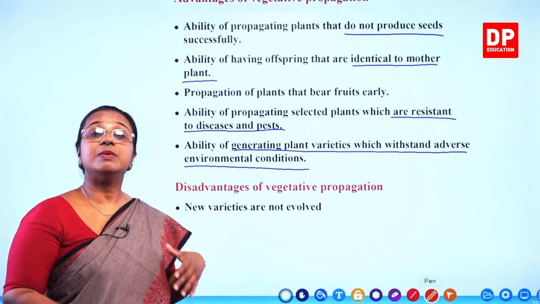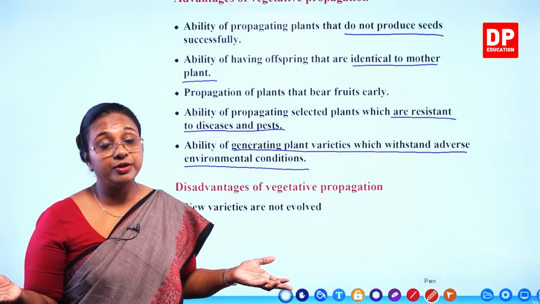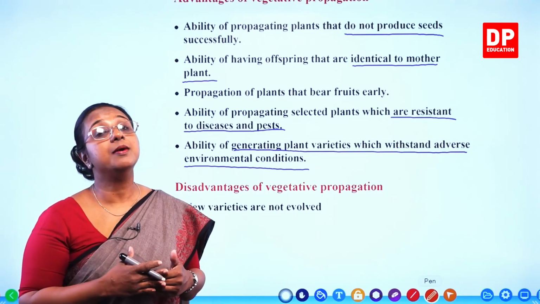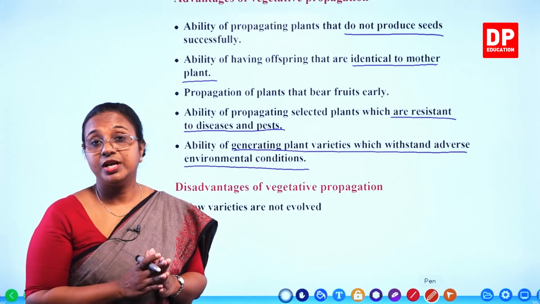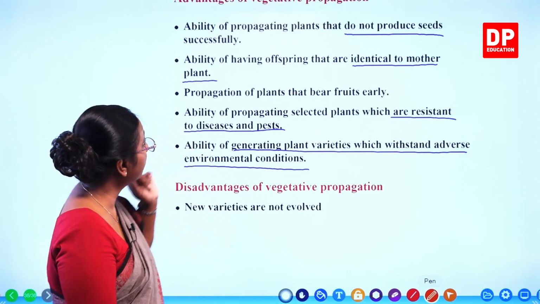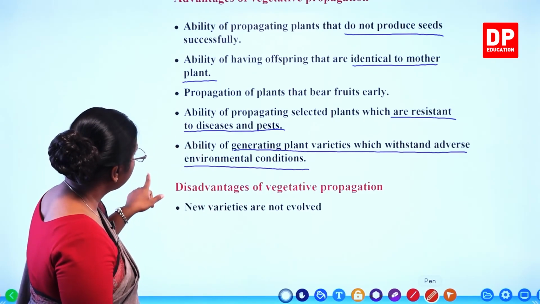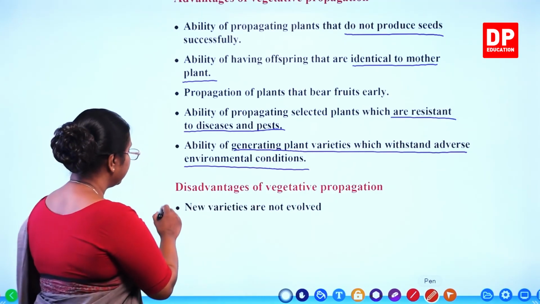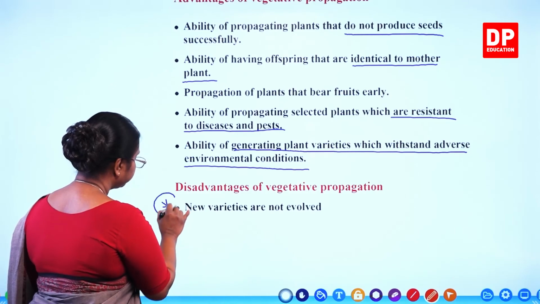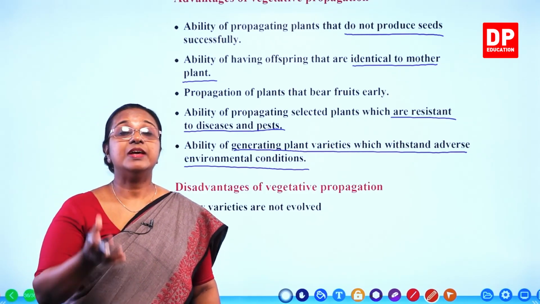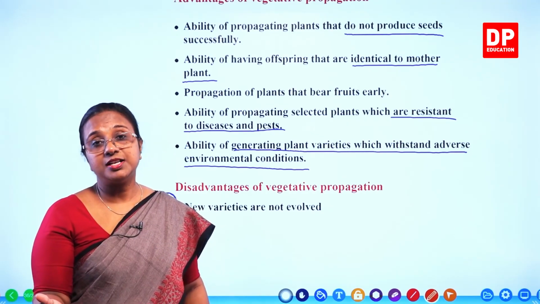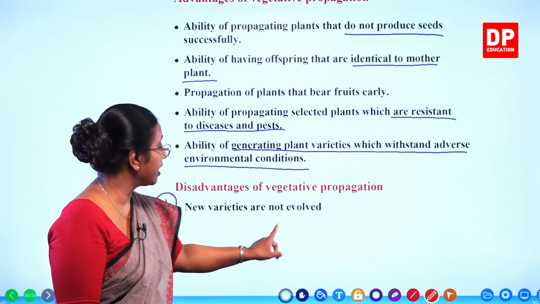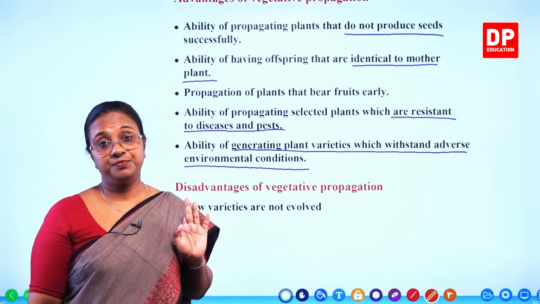No variations means new characteristics are not going to be produced. Therefore, no new species can be produced. So, that is going to be the disadvantage of vegetative propagation. Disadvantages of vegetative propagation: new varieties are not evolved. Very important. Whether it's natural vegetative or artificial vegetative, in both propagation methods, new varieties are not evolved.